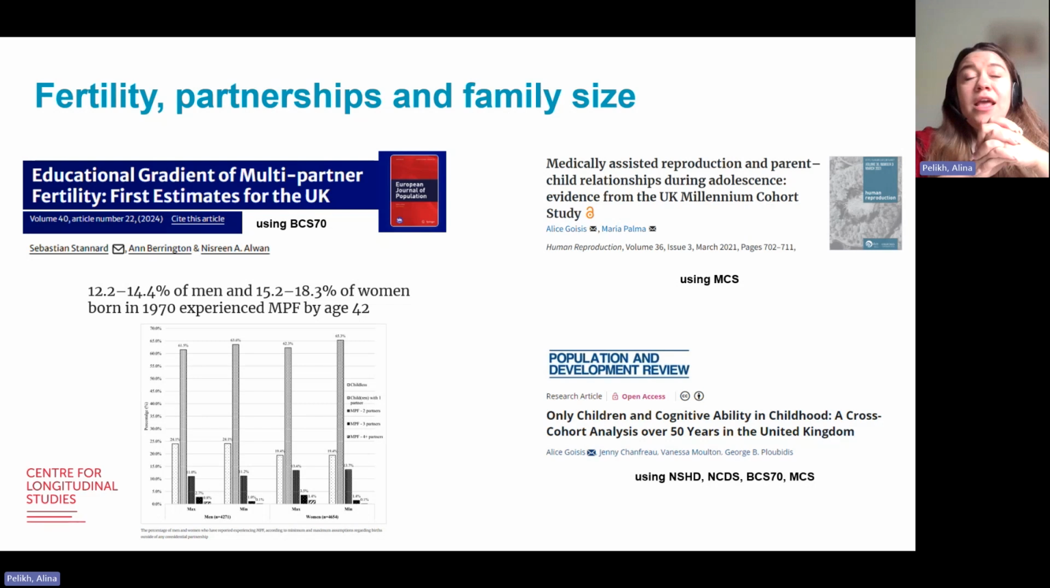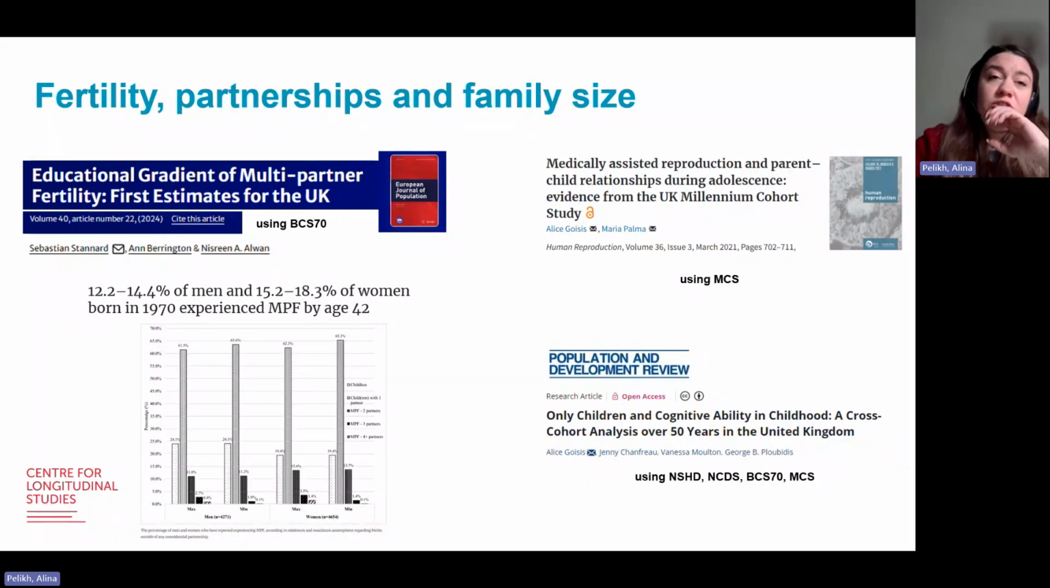This example highlights that you can combine the partnership histories that are collected. This is using the BCS 70, and you can combine the data on fertility and on partnership history to estimate the proportion of multi-partner fertility. If you're not familiar with this term, apologies, it's fertility with different partners. You can see on the graph the proportion by age 42 of childless men and women, those who had children with just one partner, then children with 2 partners, 3 partners, and 4+ partners. Obviously more than one is called multi-partner fertility.